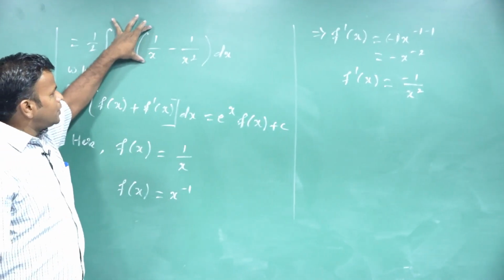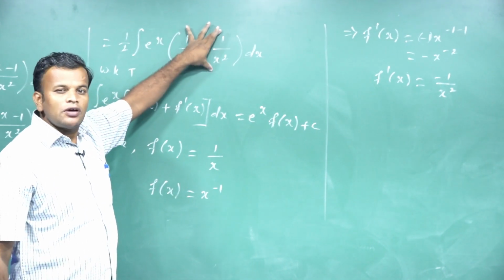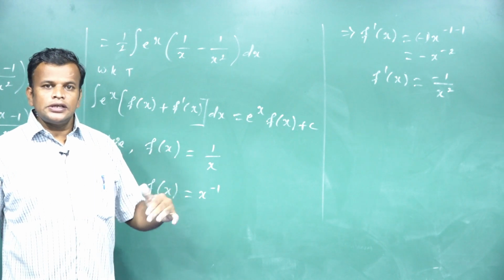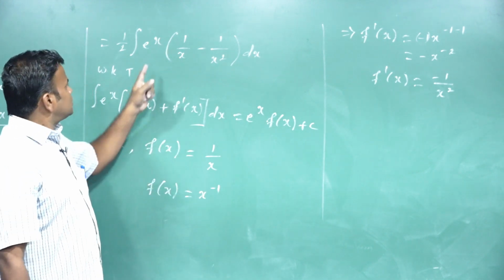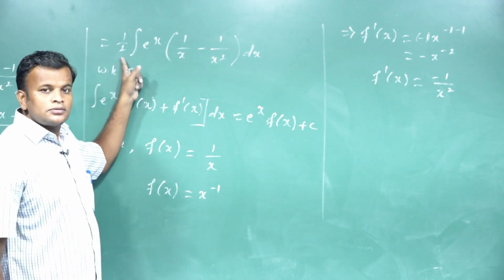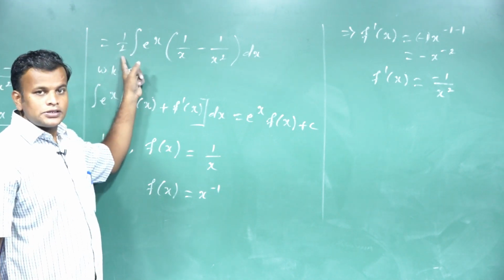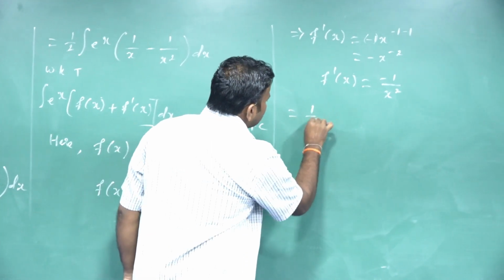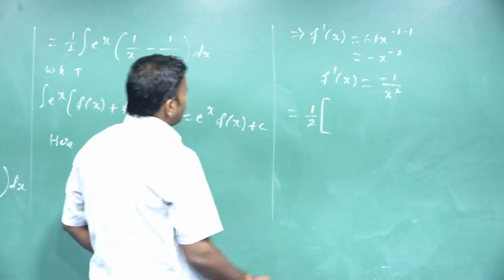So one term is f of x and another term is f dash of x, whose integration value is e power x into f of x. But important, outside this integration a constant is there. Don't forget the constant outside. Now I directly write the answer: 1 by 2, I write outside.